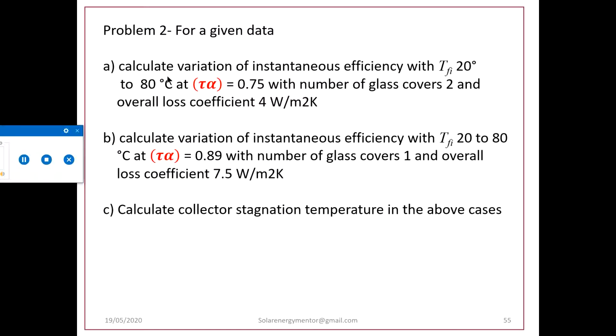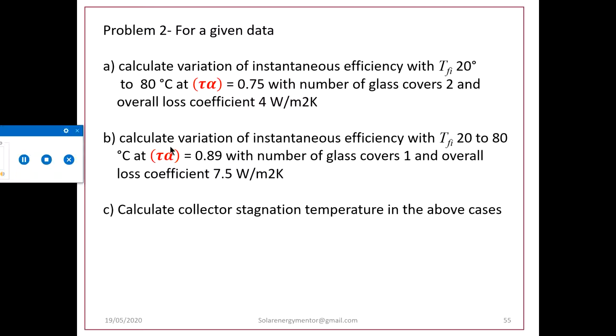Second problem: calculate the variation of instantaneous efficiency with fluid inlet temperature in the range of 20 degrees to 80 degrees Celsius, at a transmittance absorptance product tau alpha of 0.75, with number of glass covers 2 and overall loss coefficient 4 watt per meter square Kelvin. So this is the first case, we have to plot the variation.